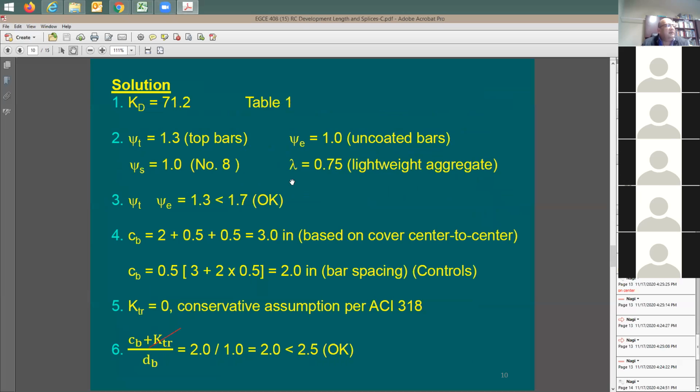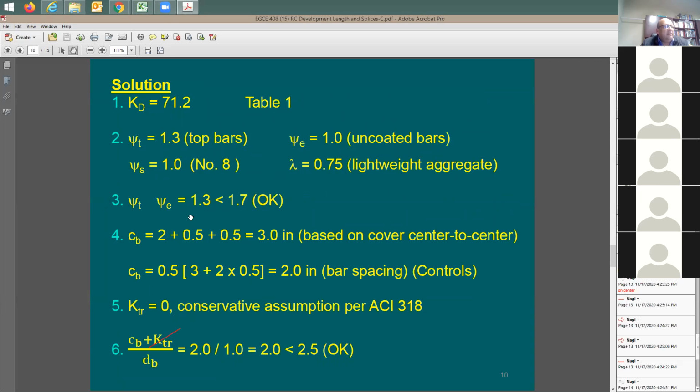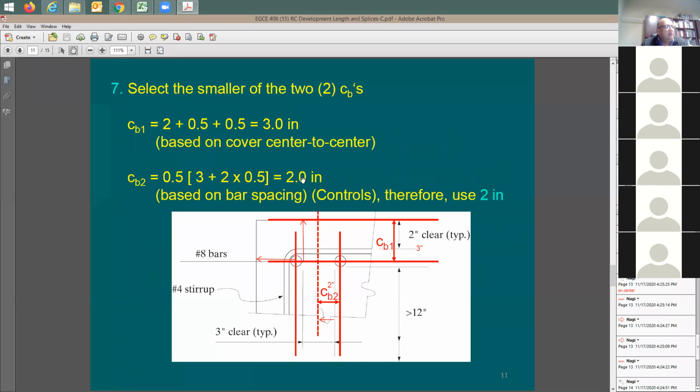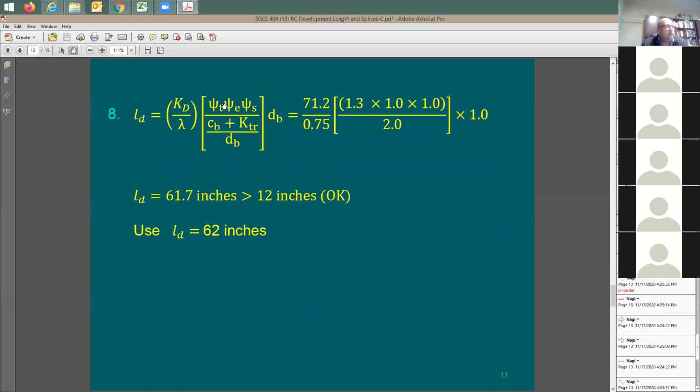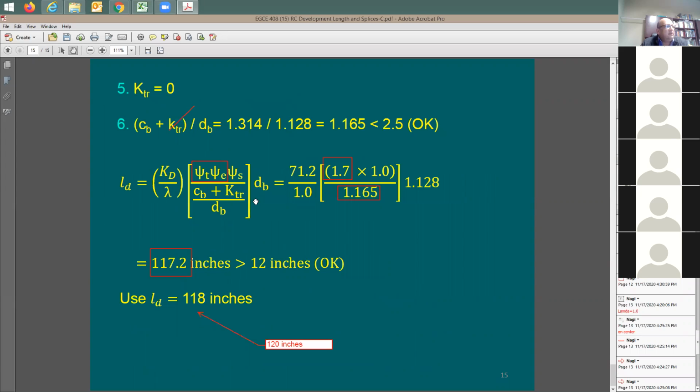Let me show you how this happens. It's right here. Look at this. In the first example, when you do the multiplication, you end up with 1.3, so you just used it. For psi sub t and psi sub e, you just decide here to use 1.3. But when it comes to the second example, I did this multiplication here and I ended up with 1.95. So my limit is 1.7. So I'm going to be coming here and just use 1.7.